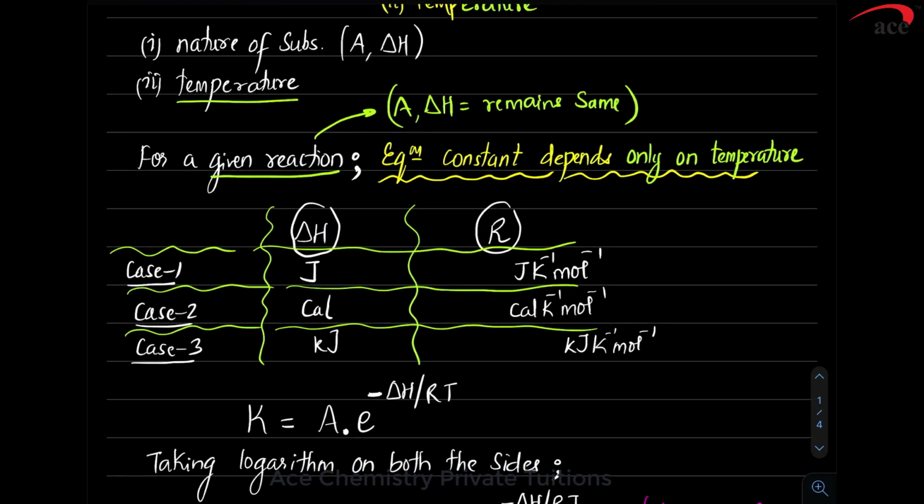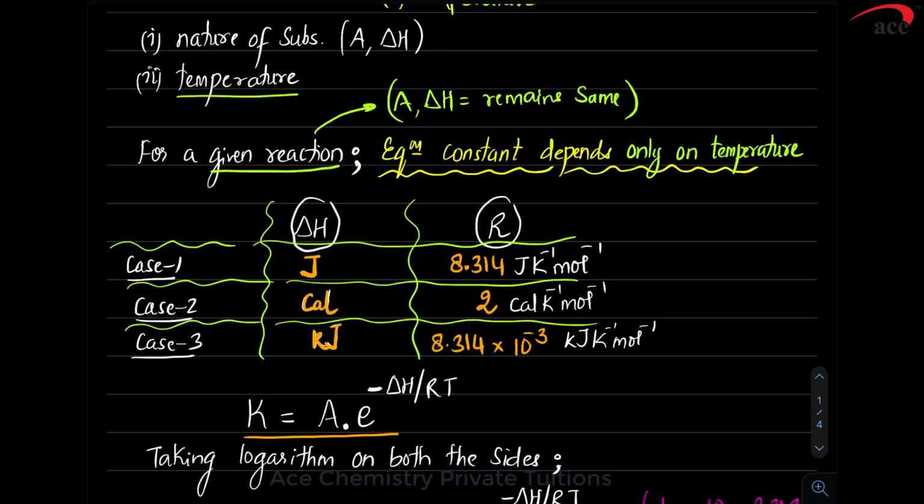Now, in that formula we had delta H and we had R value. If delta H value is expressed in joule, then R value should be 8.314. If delta H value is in calorie, then R value should be 2 calorie per Kelvin per mole. If delta H value is in kilojoule, then R should be 8.314 into 10 to the power minus 3 kilojoule per Kelvin per mole. This equation will be more useful if you take logarithm on both the sides.